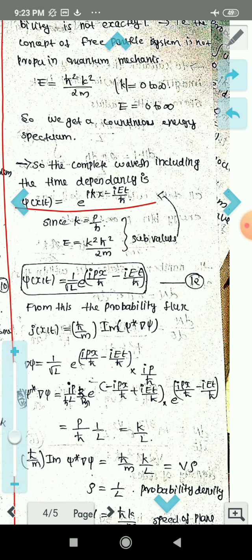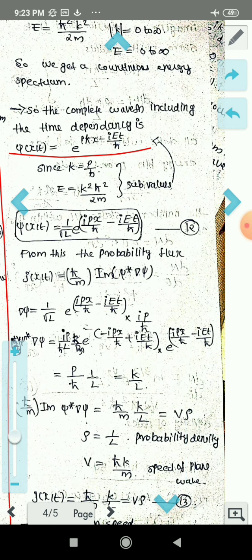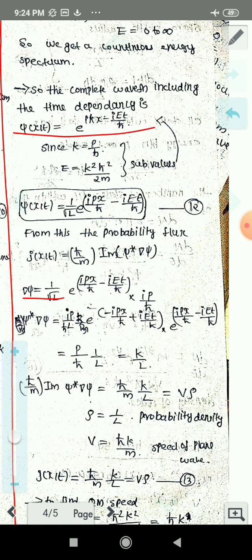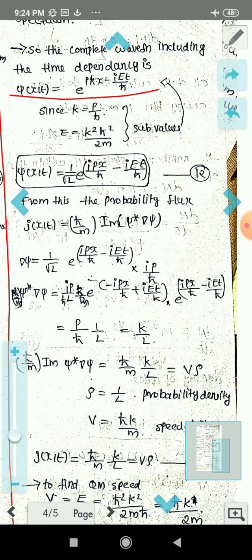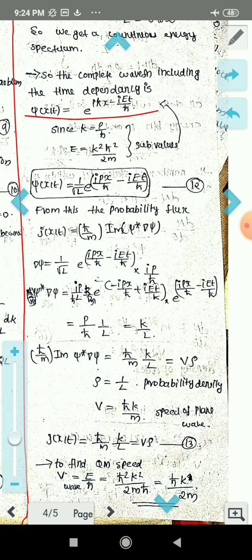So from this we can find out the probability flux. Okay, the probability flux is denoted as j of x comma t, which is equal to h cut by m into the imaginary part of psi star del psi. So we are just taking the derivative of this psi, and then multiplying with psi star del psi. So we got it as k by L. Okay, and h cut divided by m into the imaginary part of psi star del psi. Actually there is an i present.